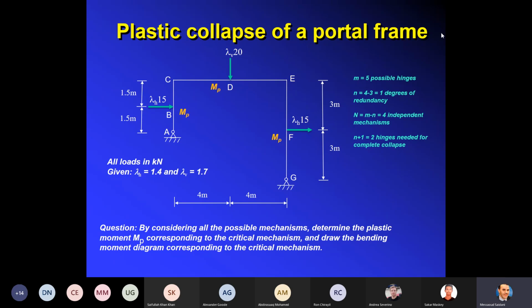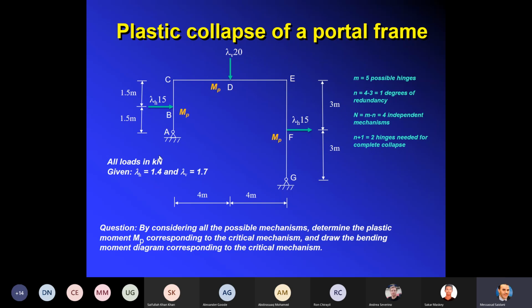So using the rules, in this case we have 5 possible hinges, at B, at C, at D, at E, and at F. There are no hinges at A and G because we have pin supports. In this case, A and G are not fixed, so there are no hinges forming at A and G. So we have hinges only at B, C, D, E, and F.